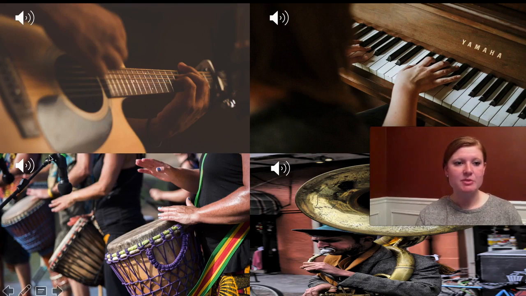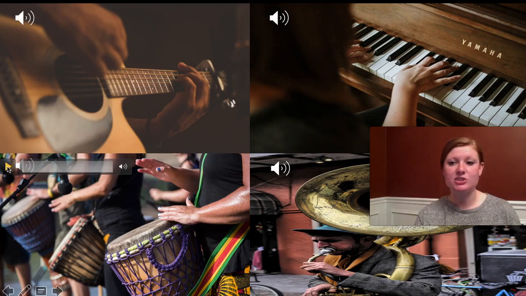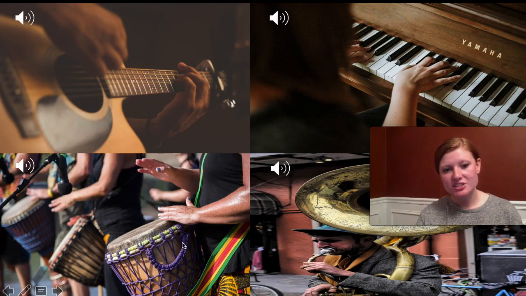Okay, now we're moving on to our 3rd instrument, and this is a drum. Pay attention to this area right here. What is being used to cause that vibration? How is that sound being produced?